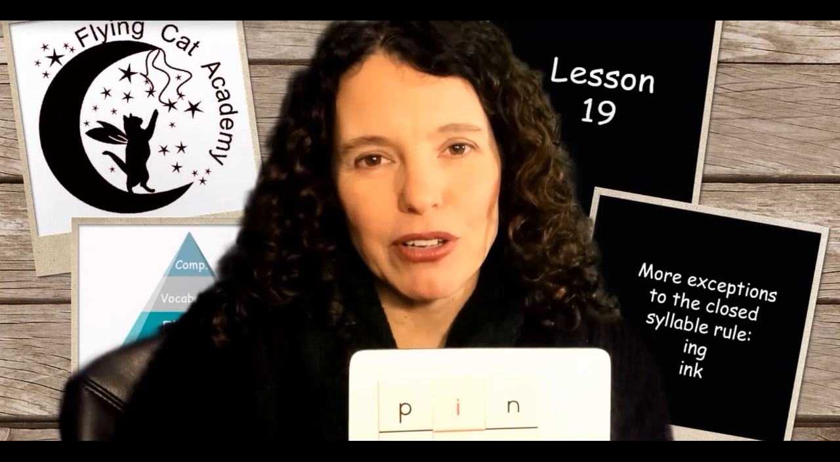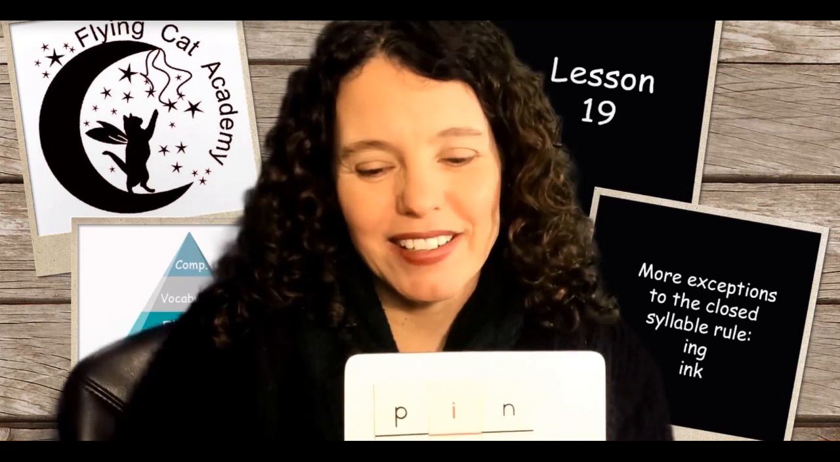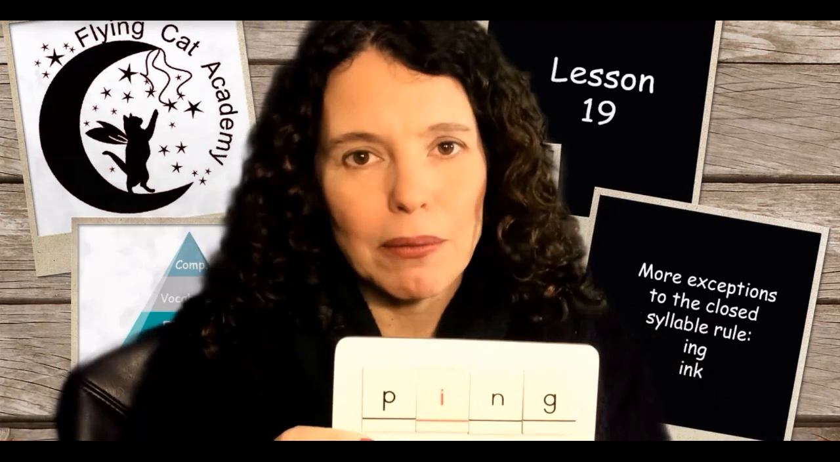We've been talking about exceptions to the closed syllable rule. Today we used pin as an example of a closed syllable that we can trust. But when we add either a G or a K, it stops being that nice itchy sound and it gets a little trapped in our throat. So this would be ping.